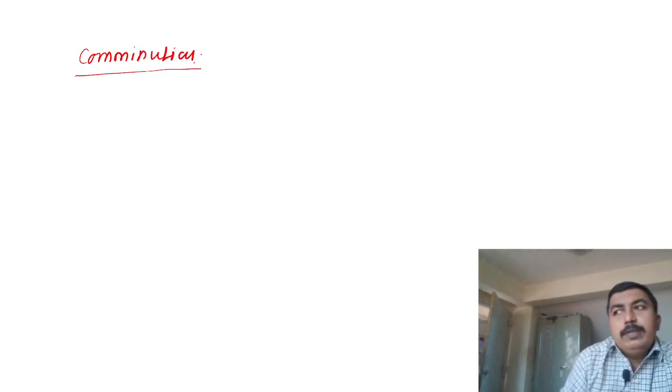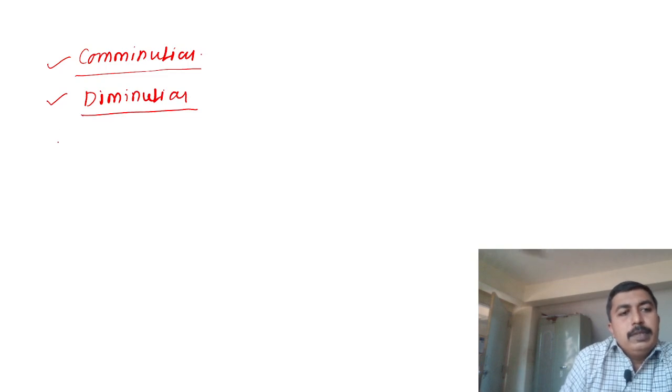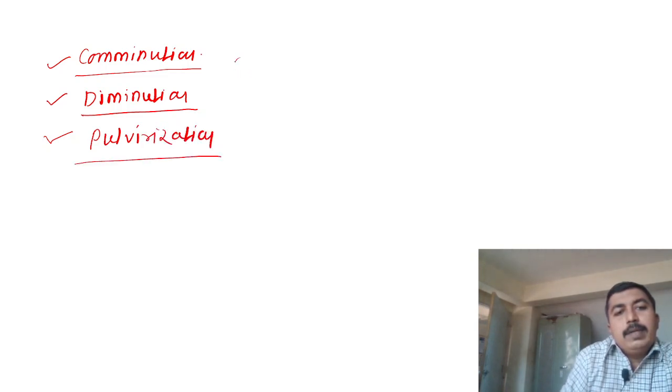So size reduction is also known as comminution. Sometimes a question is asked in MCQ type questions: which is another term for size reduction? So the first term for size reduction is comminution. Next, size reduction is also known as diminution. These are all similar terms to size reduction. Size reduction is also known as pulverization. These three terms are nothing but the size reduction process.